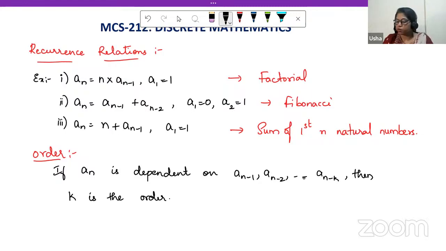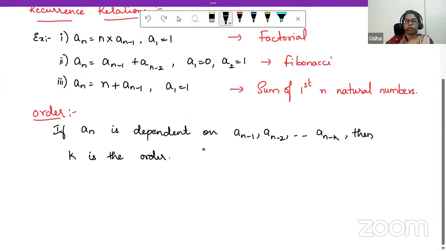Means you have this n-1, n-2 and all that, right? Which is the highest number like this, that is your order. Many students get confused here. They think it is the number of preceding terms. It is actually not the number of preceding terms. Sometimes one of the terms might not be there. You have to see among this n-1, n-2, n-3 and all that, whichever is the highest number that you have, that is the order of the recurrence relation.